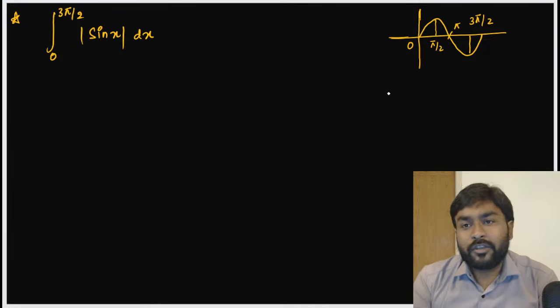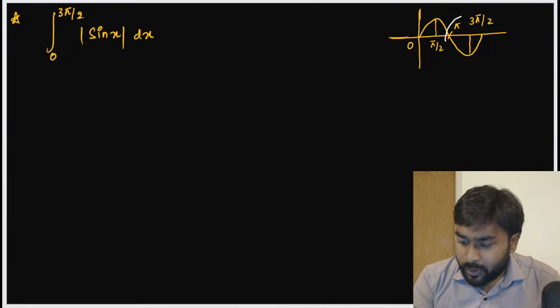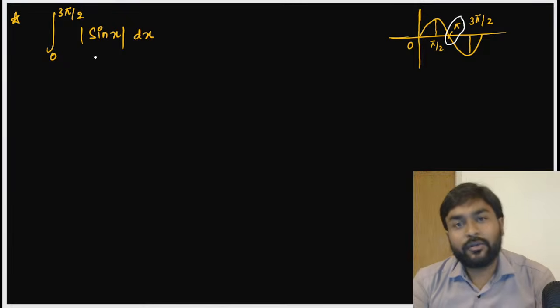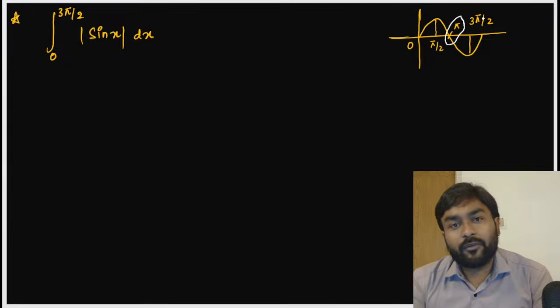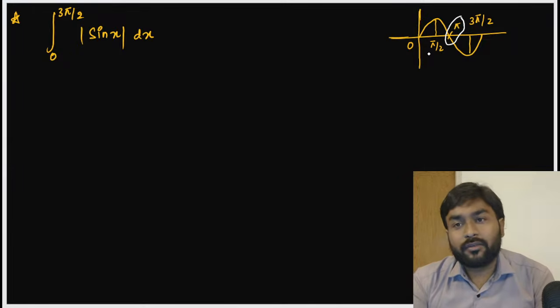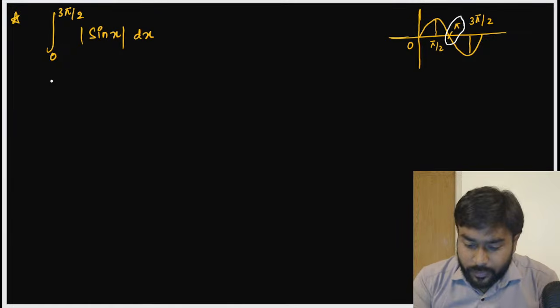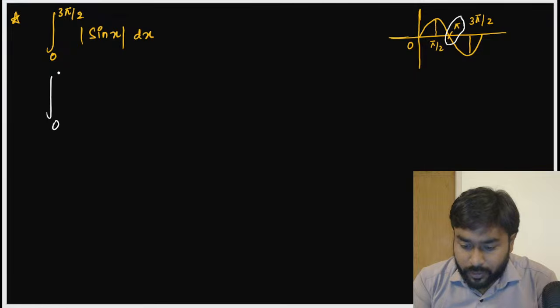This graph is becoming 0 at this point, pi. So in the last question also I told you, when this graph becomes 0, there only we will break this function. This limit we will break. So this limit will break at pi. So how will we break it? First we will write 0 to pi.